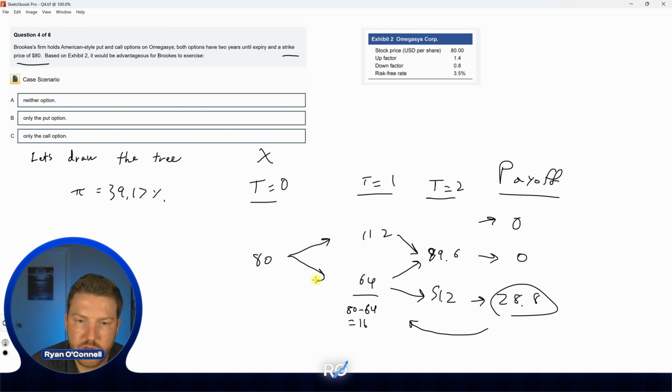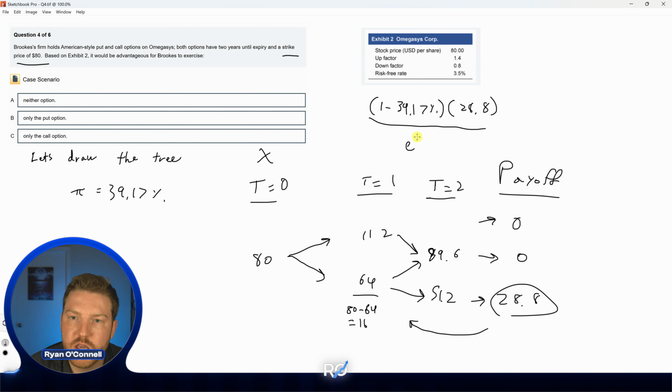So let's do that. There was a 1 minus this probability of the price going up. So at this time in the future, the probability that the price goes down is 1 minus 39.17%. And if that happens, you're going to have a payoff at that time of 28.8. But that is just 1 year in the future, so we have to discount it back to the present value of that potential payoff, which would be e to the negative RT, with R being 3.5% and t being 1.